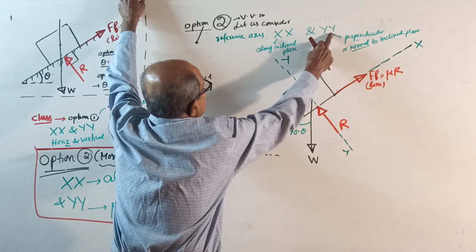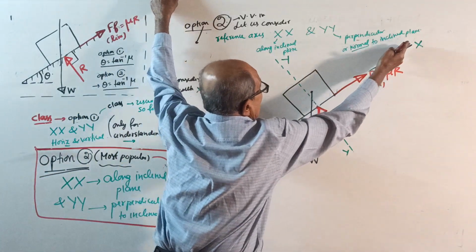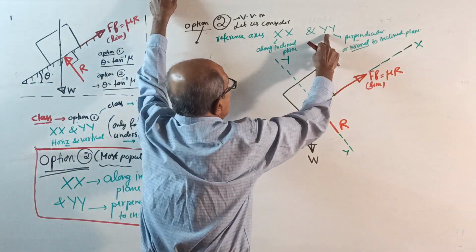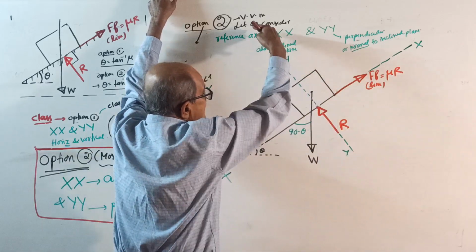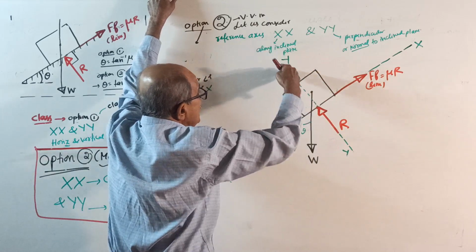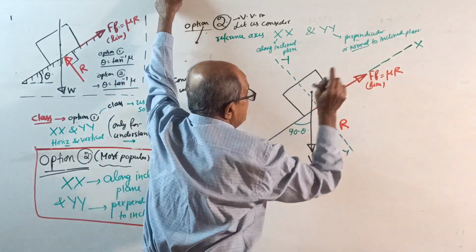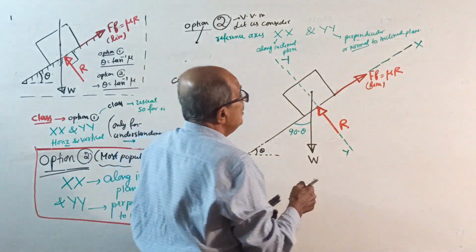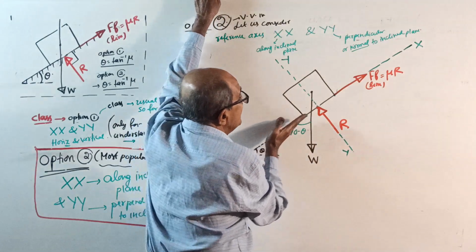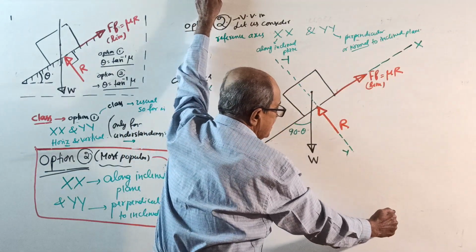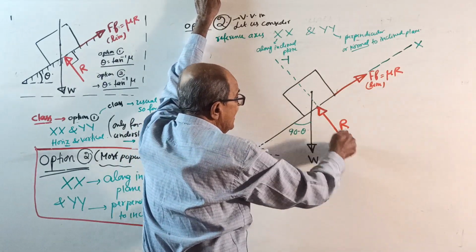Reference axes XX, YY, XX along the inclined plane and YY perpendicular or normal to the inclined plane. Therefore your YY will pass through R and XX will pass through F. So remember, for F there is no resolution, why? It is directly along XX. For R also there is no resolution because it is directly along YY.